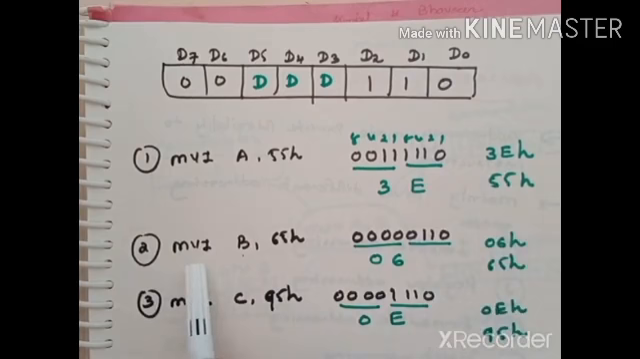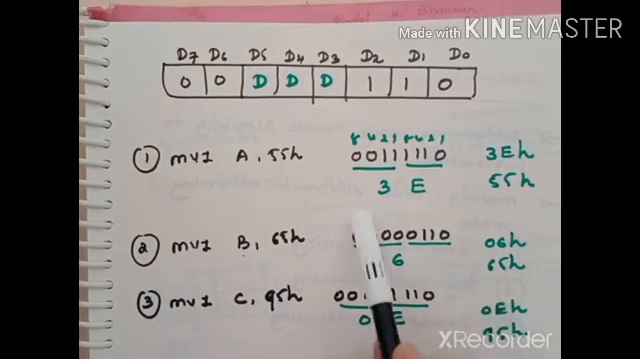Then the second example, MVI B, 65H. So in this, D7 and D6 are fixed 00, then the destination register is the B register. The equivalent code of B is 000. Then 110 is fixed. Then the next, MVI C, 95H, for that the 00 is fixed, and as a destination, the C register is 001. Then 110 is fixed. Then the equivalent code of that instruction is 0EH.